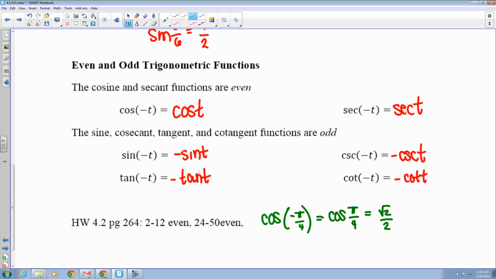However, if I'm trying to find the tangent of that same angle, negative pi over 4, because tangent is odd, then that would be the same thing as negative tangent of pi over 4. So the tangent of pi over 4 is 1, which means negative tangent of pi over 4 is negative 1. Okay, so that's what I mean by even and odd functions. And that is section 2.